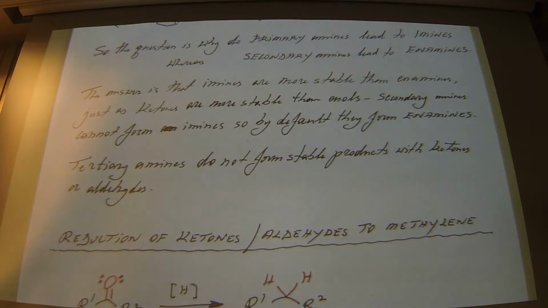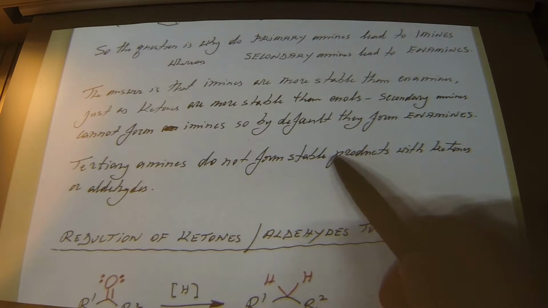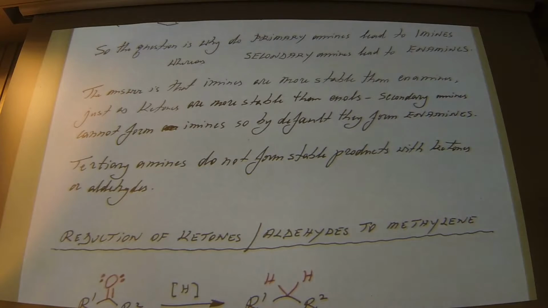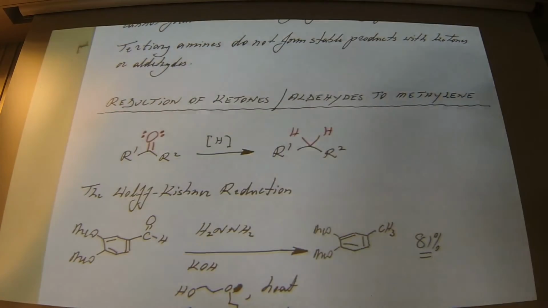By the way, tertiary amines, I probably don't need to even say that. Tertiary amines don't form stable intermediates, right? Because there's no way to form any kind of bond. There's no way to get rid of the charge, at least that's what it means. So tertiary means that they don't form stable intermediates.